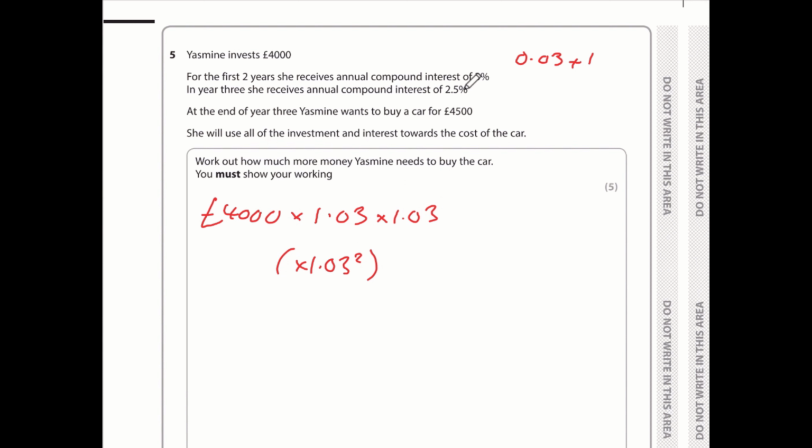And then for year 3, we could work out this calculation and then apply the next percentage increase to it, but we can do it all in one hit. The multiplier for 2.5% is 2.5 divided by 100, which is 0.025, and again, to increase, we add 1 to that, so we multiply by 1.025. So 4,000 times 1.03 squared times 1.025 comes to a total of 4349.69. So she's a little bit short because she wants £4,500 for the car.